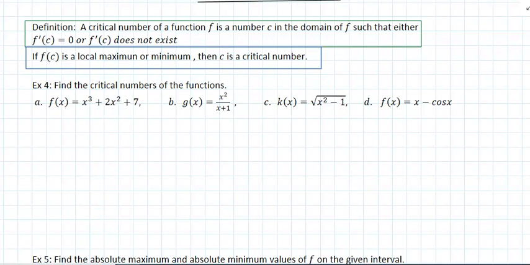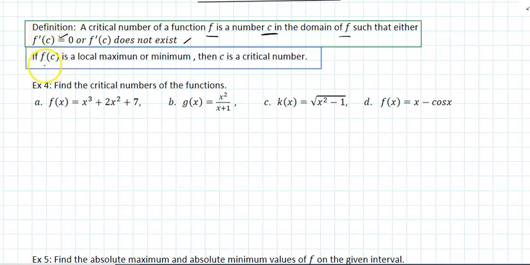Alright, we have a definition. A critical number of a function f is a number c in the domain of f such that either the derivative equals 0 or the derivative does not exist. So we always find critical numbers first. Now those critical numbers might or might not be a minimum or a maximum, local that is.